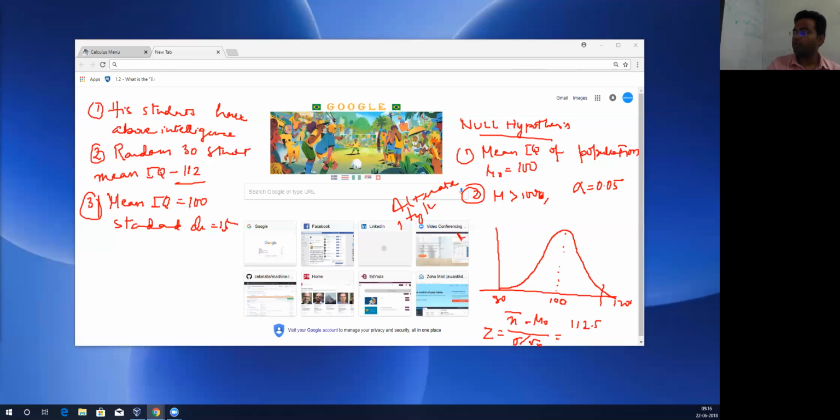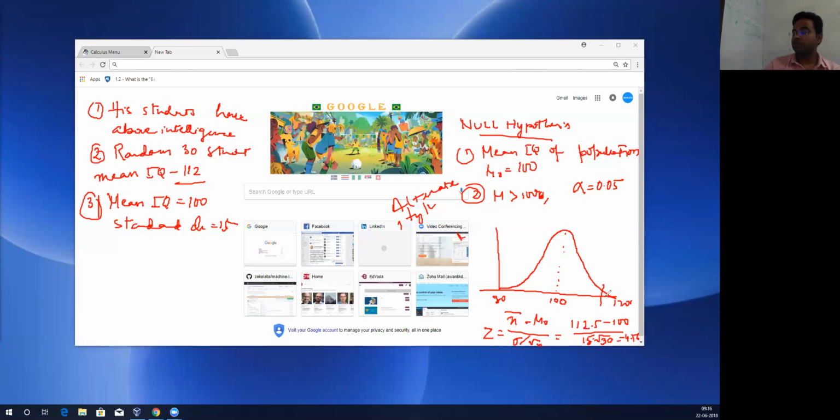112.5 minus, what is the population mean mu? 100. What is the standard deviation? 15. And the total number of sample students taken into account is 30. Got it, right? This entire expression returns 4.56. Now, what does it mean?